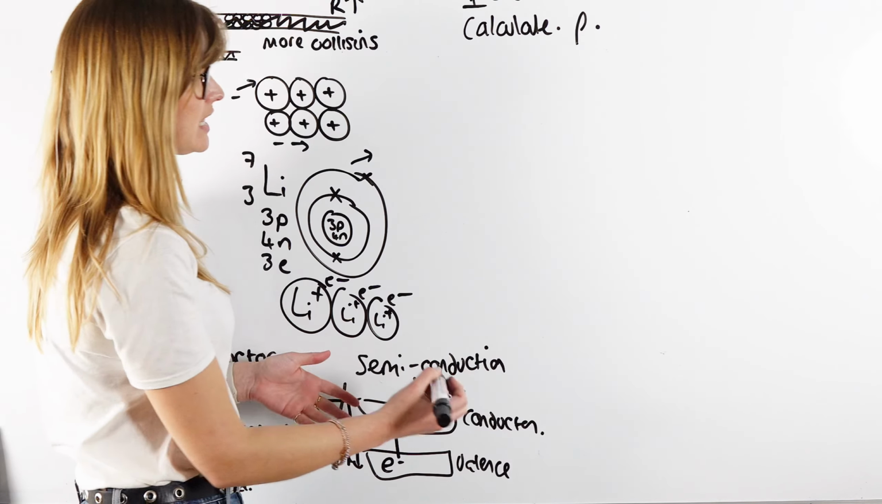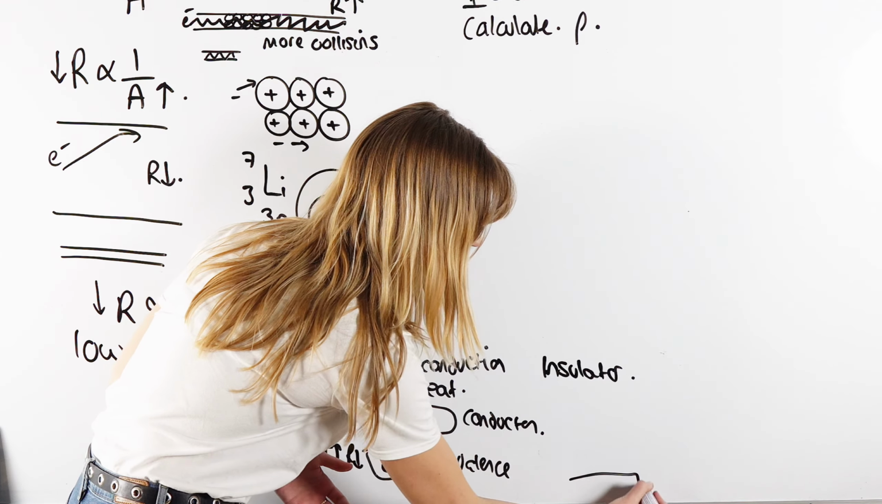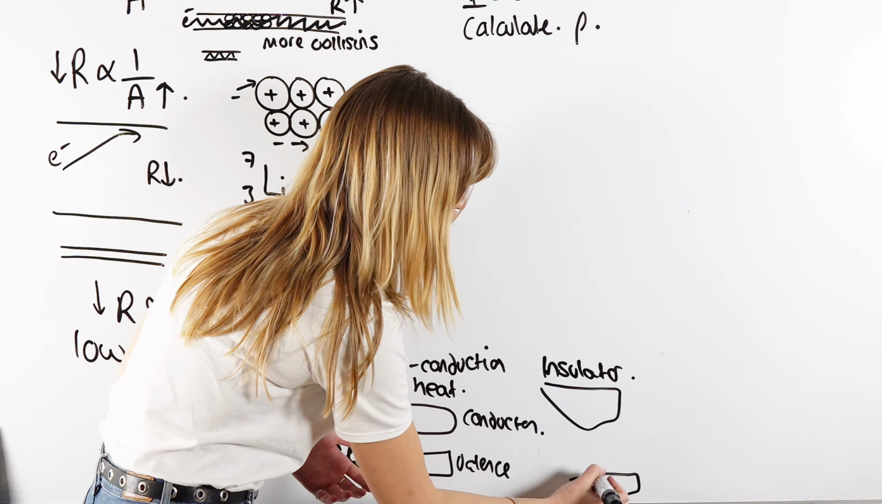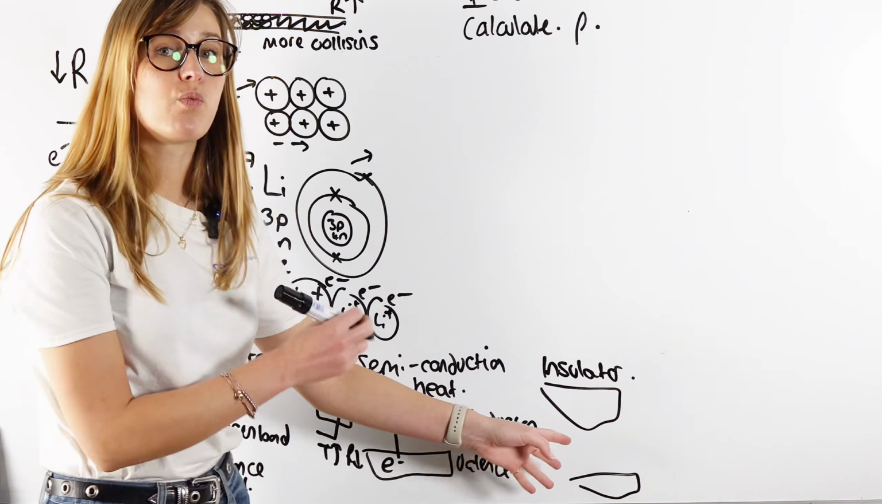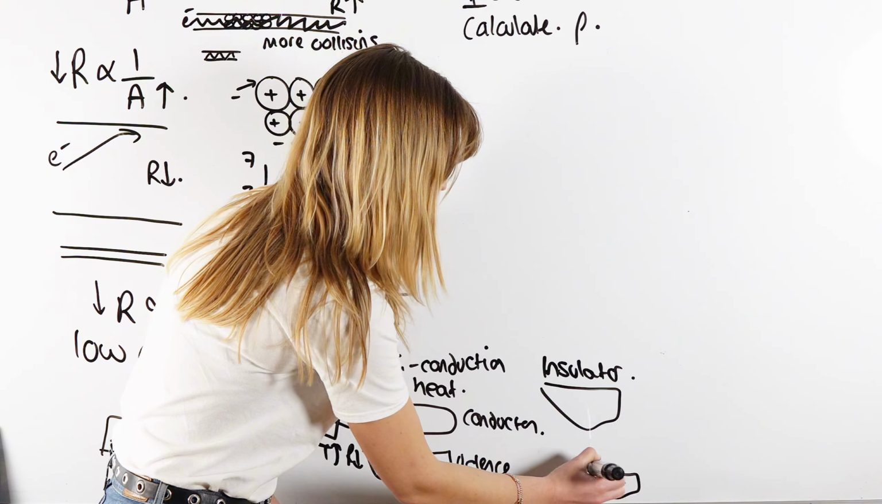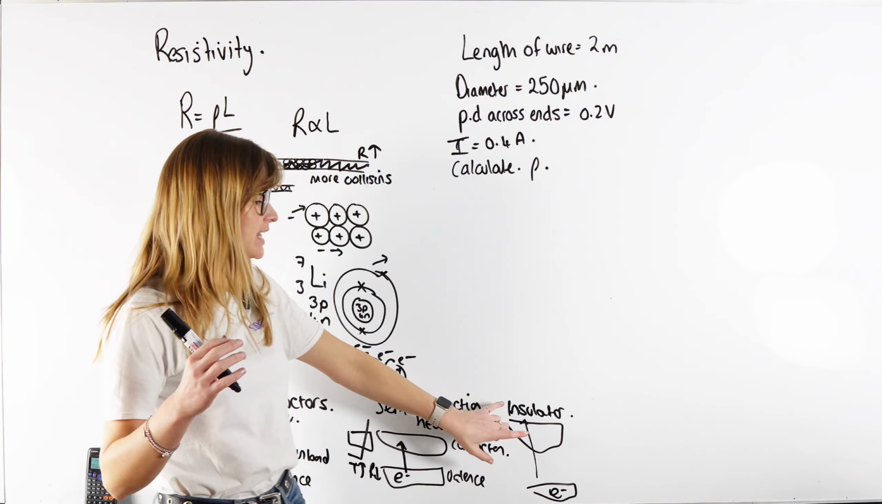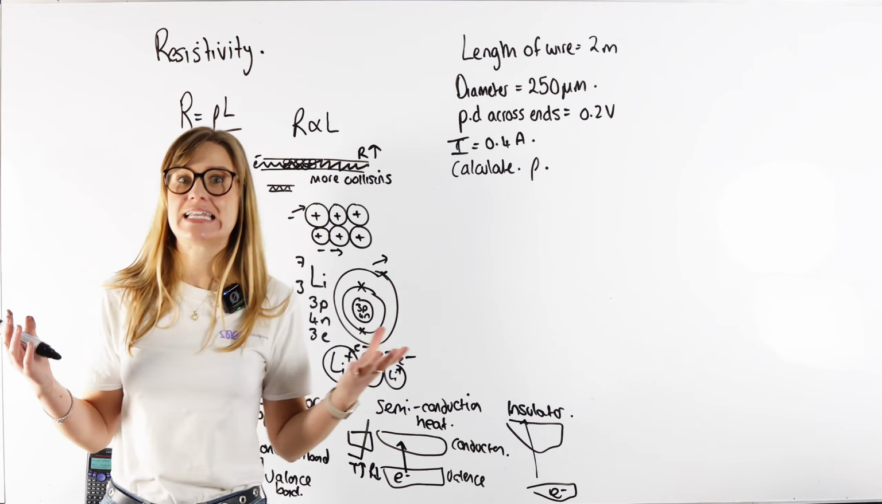And then your last thing is things like your insulators. For your insulators, the valence band and the conduction band are super far apart. So that's why it's really difficult to get any of those electrons from that valence shell into that conduction band. You need a really high potential difference to make an insulator conduct. It's kind of like when lightning happens.